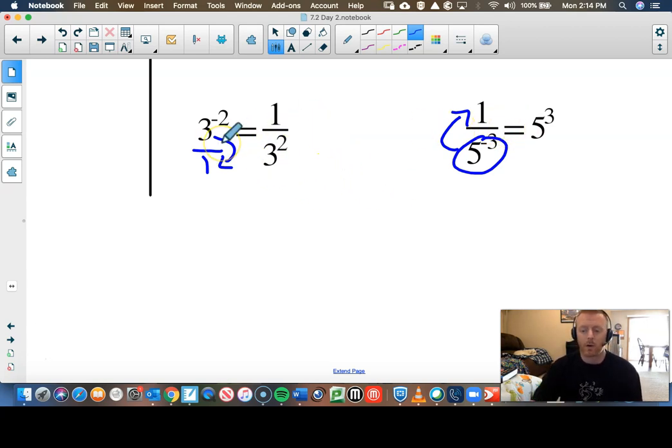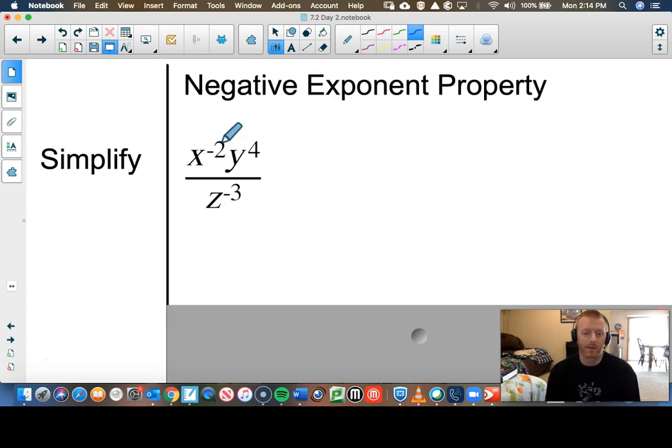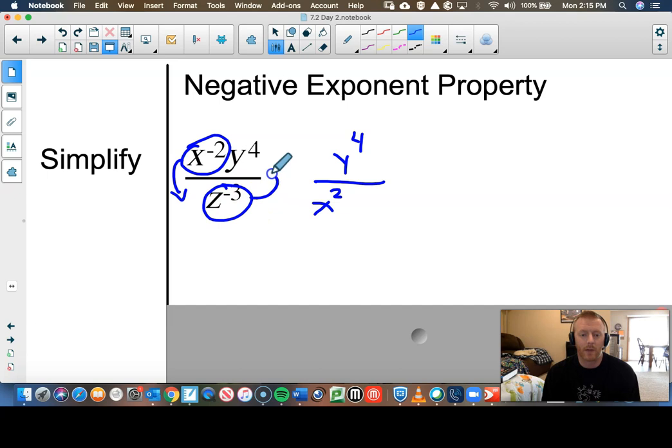So that's what we're going to do, and only the piece that is negative moves. So here's our example. Only the x to the negative second is negative, so only that piece has to move to the bottom. That makes us have a y to the fourth on top, and now on the bottom we have that x to the second. And this is a negative, so that one moves to the top too, and so we have a z to the third on top.